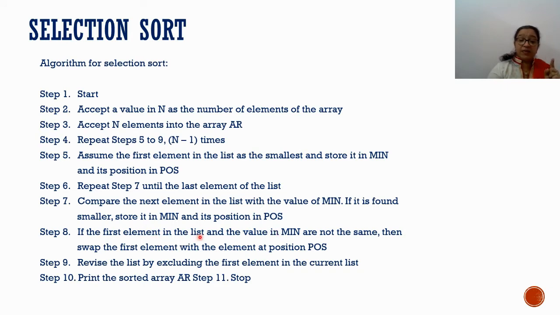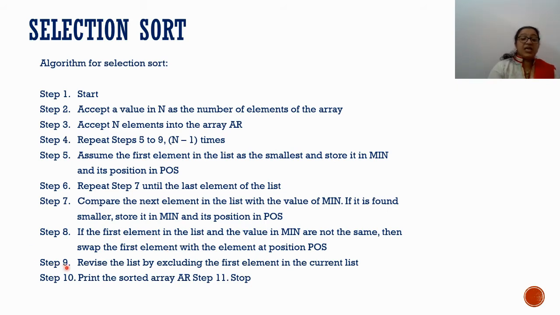So if the first element in the list and the value in min are not the same, then swap the first element with the element at the POS position. Understood? If the first element and the min are not the same, then swap. What do we want to swap? The first element to the smallest position, and the smallest one we want to shift to the first position. So that is swapping. That is here in step 8.